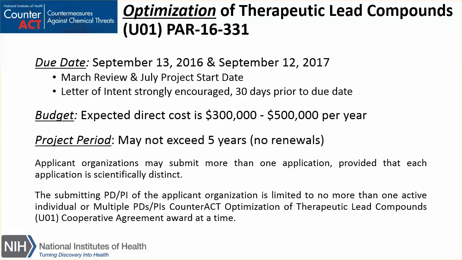Similar to the Identification U01 program, the Optimization U01 also only accepts applications once a year. The submission deadline is the same, in the middle of September. Proposals will be reviewed the following March, but separately from the identification responses, with an anticipated project start date in July. Unlike the identification FOA, the expected budget for direct costs is expected to be between $300,000 and $500,000 per year. Project periods may be proposed for up to 5 years, but renewal of the project will not be accepted.